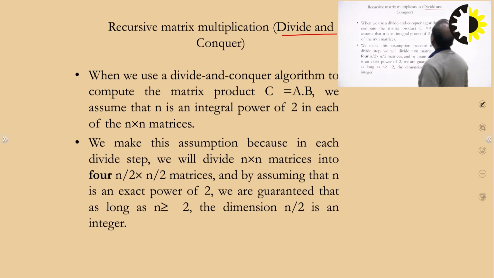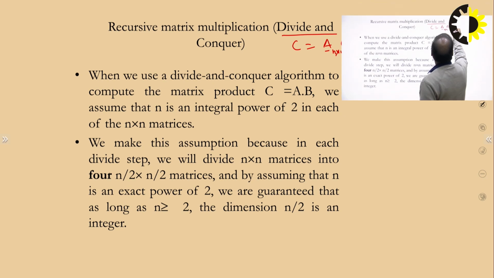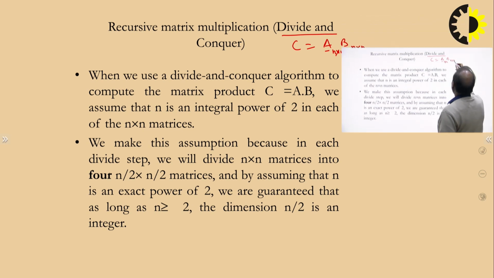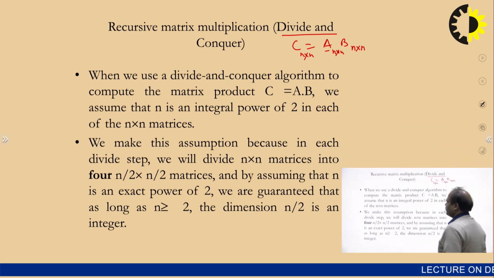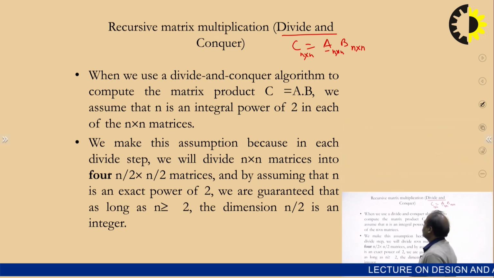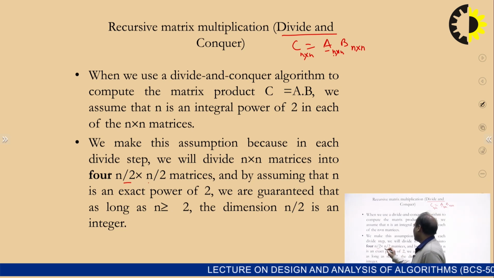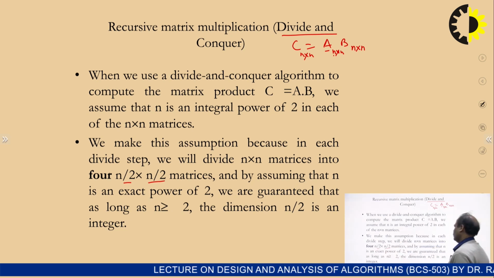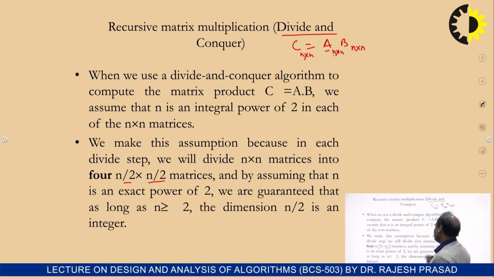So what they have done is, if you are going to multiply two matrices, generally we are assuming that A is n by n and B is also n by n, okay. So the overall resultant matrix C will be n by n, clear. In the divide and conquer approach, we will divide this n by n matrix into n by 2 cross n by 2 matrices, okay. So instead of two matrices, we are going to divide them into 4 matrices.